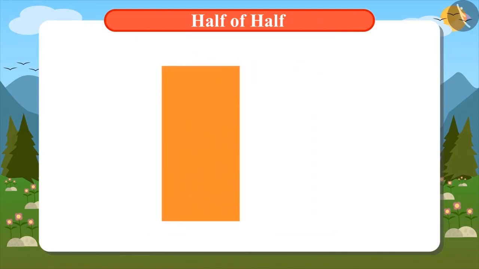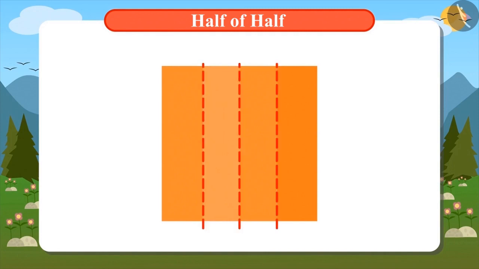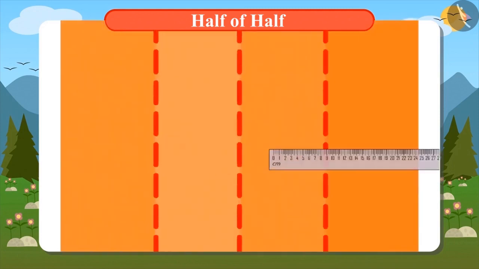For that, we fold the paper in half and we can fold this half-folded paper again. And now we will open the paper completely. Now see, on both the halves of this paper, there are marks. And now you can measure this too. Okay, I will measure them.